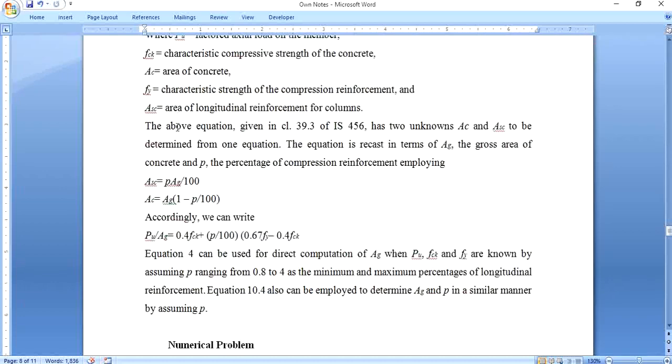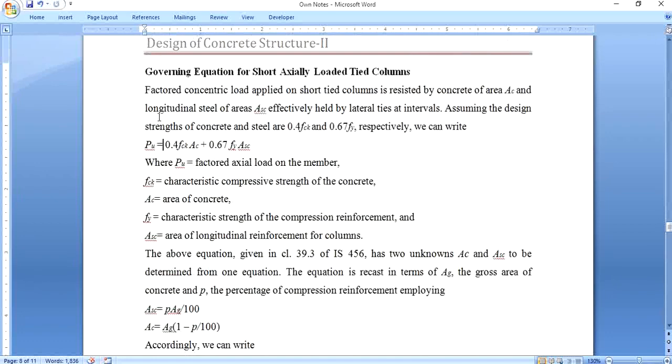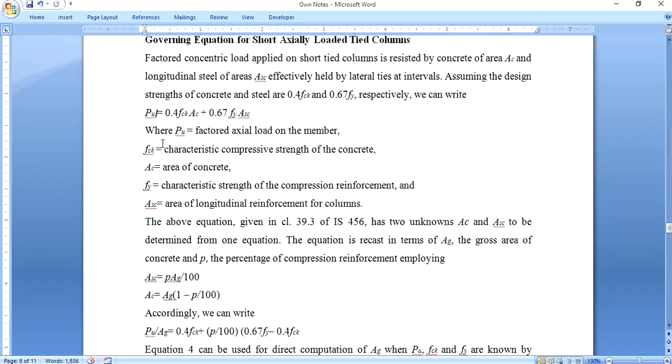So further, you can see the above equation given in this clause has two unknowns. If I tell you to design a column which is needed to carry some 1500 kilonewton of factored load, then there are two unknowns, that is area of steel and area of concrete. So that's what the two unknowns are, AC and ASC. I can design it in one manner, that we can assume AC, means section breadth and depth, and later on we can find out ASC.